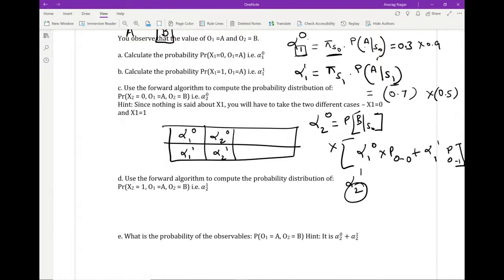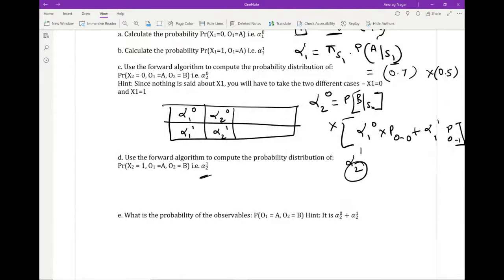So alpha 2 1 you have computed, and alpha 2 0 you have computed. So what is the total probability of observing O1, which is, sorry, A and B? So the probability of observing this is equal to alpha 2 0 plus alpha 2 1, because after two time steps you could either be in the 0 state or 1 state. So you sum that up and you get the answer. The key part is to make a table, fill the entries of the table, and get your job done.